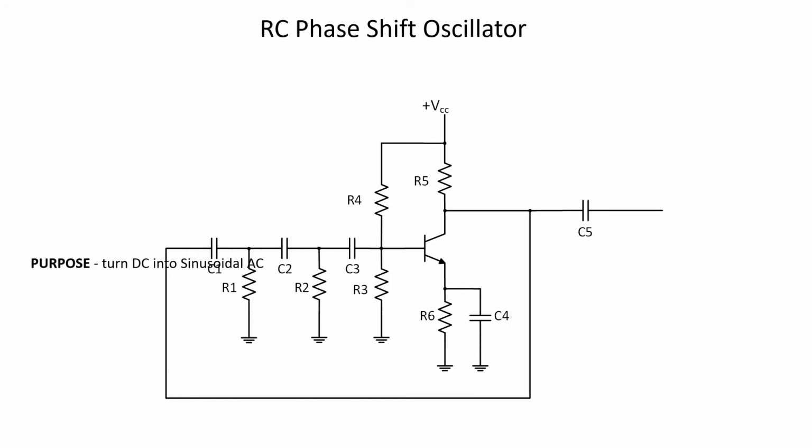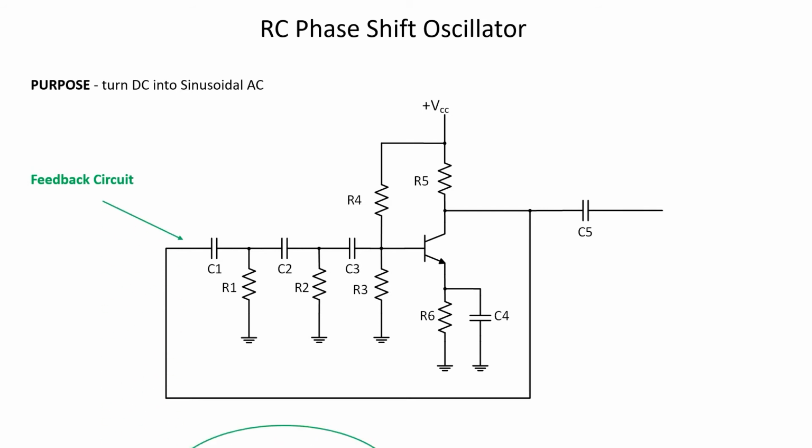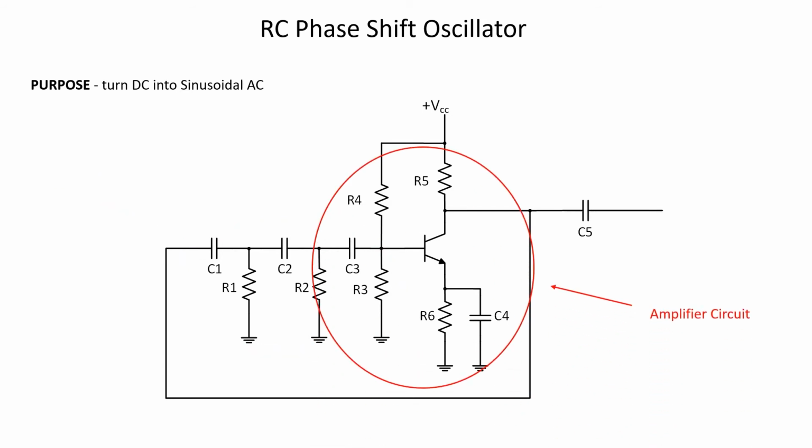Just like before, the purpose of an RC phase shift oscillator is to turn DC into sinusoidal AC, and it still has a feedback and amplifier circuit. The main difference is that the feedback circuit is made up of C1 through 3 and R1 through 3, as compared to a capacitor and an inductor earlier. The amplifier circuit is the same as before, it's just a common emitter amplifier circuit.